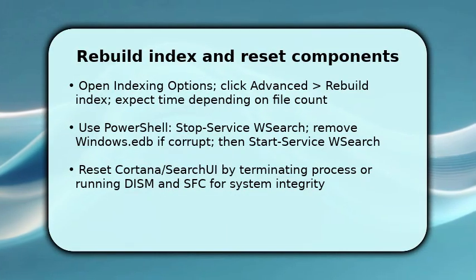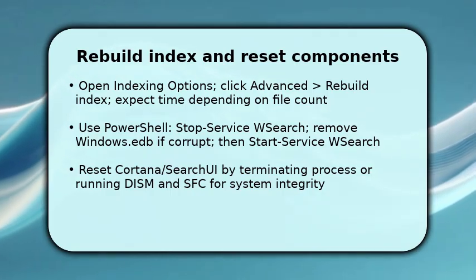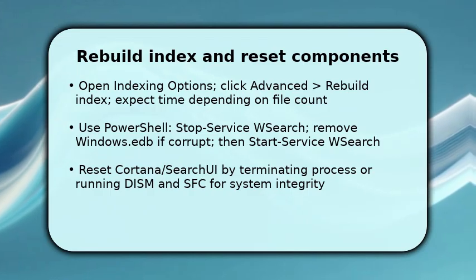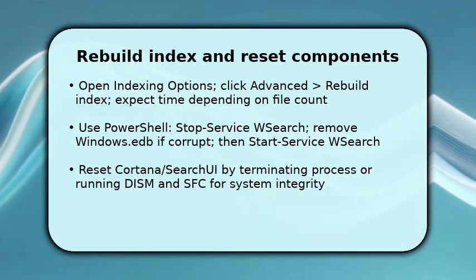Once the troubleshooter completes, rebuild and reset the core components. Open Indexing Options, choose Advanced and click Rebuild. This forces a fresh catalog and fixes missing results, though it can take time.